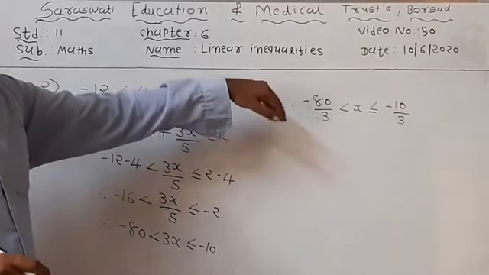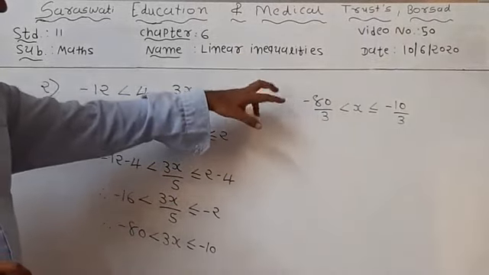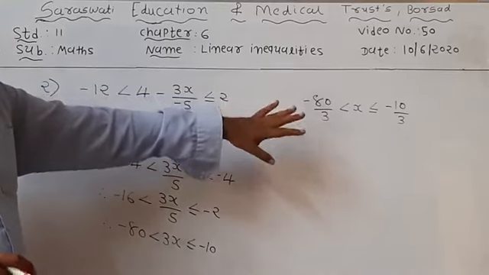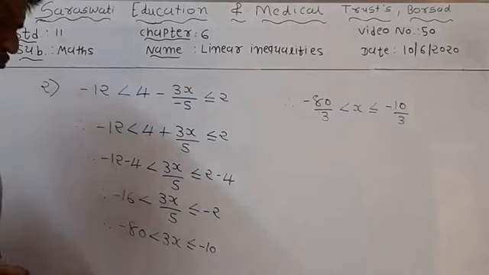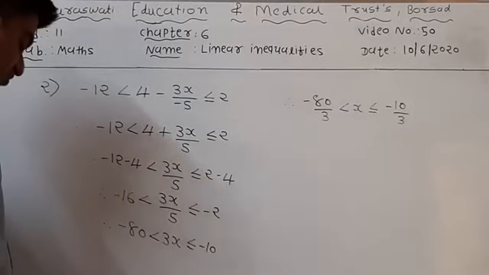Here 80 divided by 3 gives the answer in decimal form, so there is no need to convert into this form. We can write it this way also. Next question.